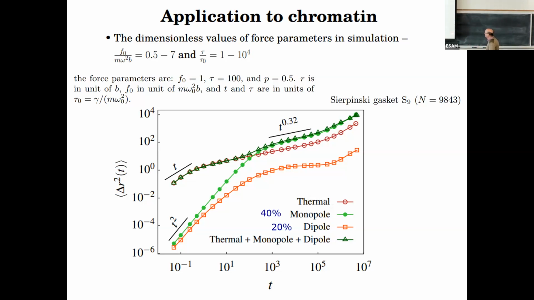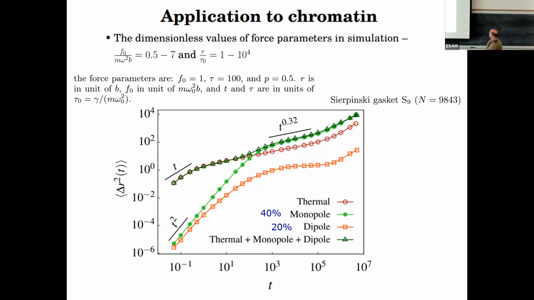We see everything. I mean, we put everything, sorry. So we still have only this red thing is only thermal. Otherwise, these triangles are thermal plus monopole plus dipoles, but 40% monopoles, so there is some fraction, 20% dipole. This was this phi. And same strength, same strength.